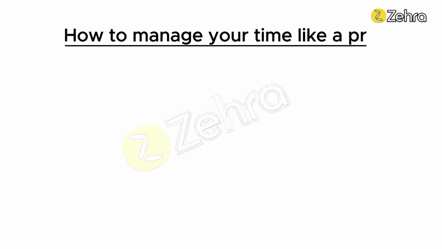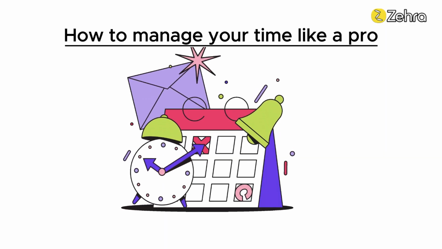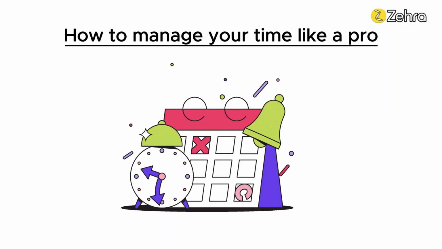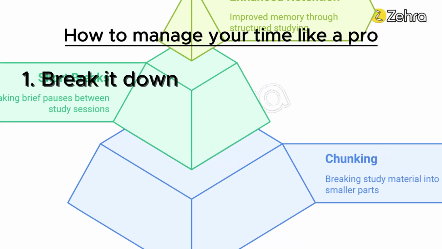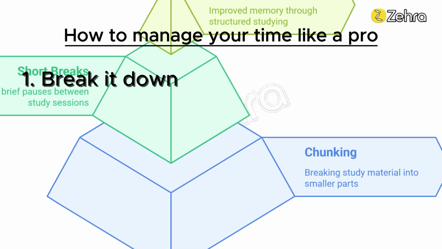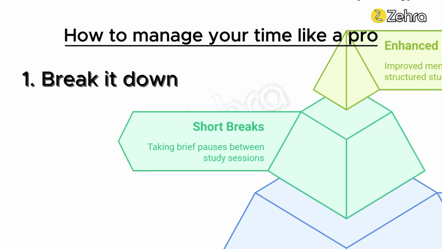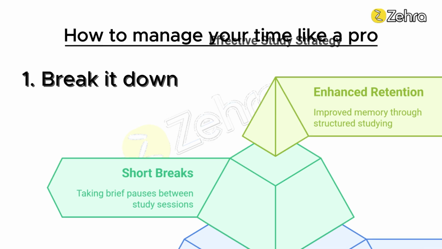Next up is how to manage your time like a pro. Time is precious. To manage it effectively, firstly, break it down. Studying is more effective when you break it into smaller chunks with shorter breaks in between. This helps you focus better and remember more.